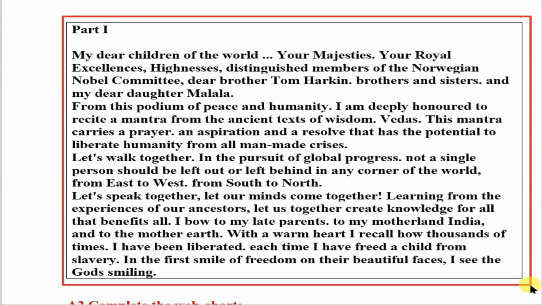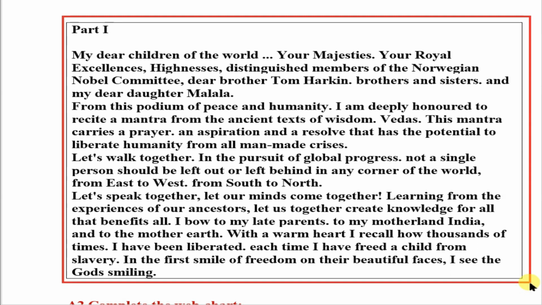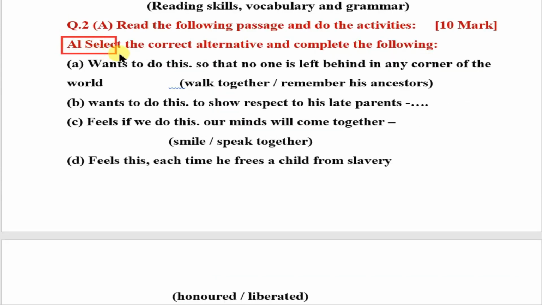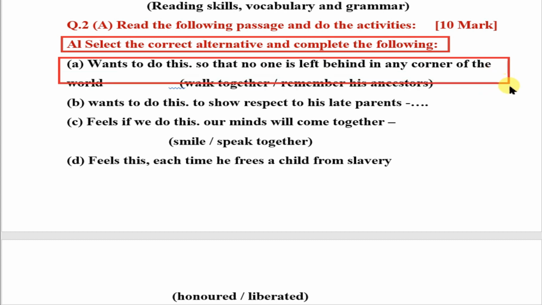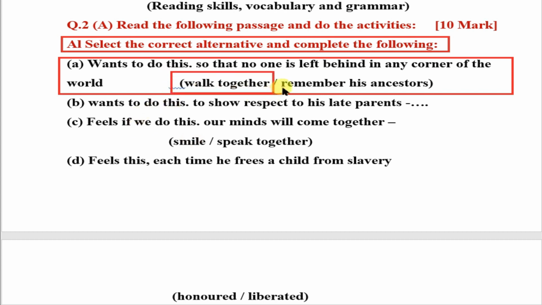I will just recite or explain the activities related to this passage. A1. Select the correct alternative and complete the following. A wants to do this so that no one is left behind in any corner of the world, and in brackets the options are given: walk together, or remember these ancestors. By using any one of these, you have to complete the sentence.